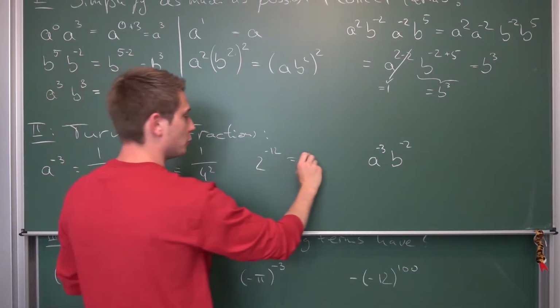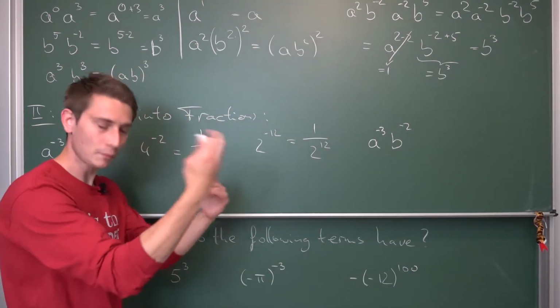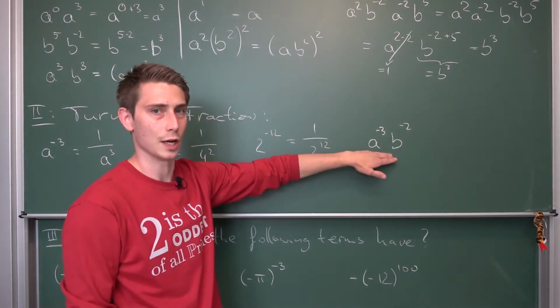Okay, now 2 to the negative 12th power. Turn negative sign into the fraction bar. 2 to the 12th power is left. 1 on top. And thus we're done. Now for the last one.